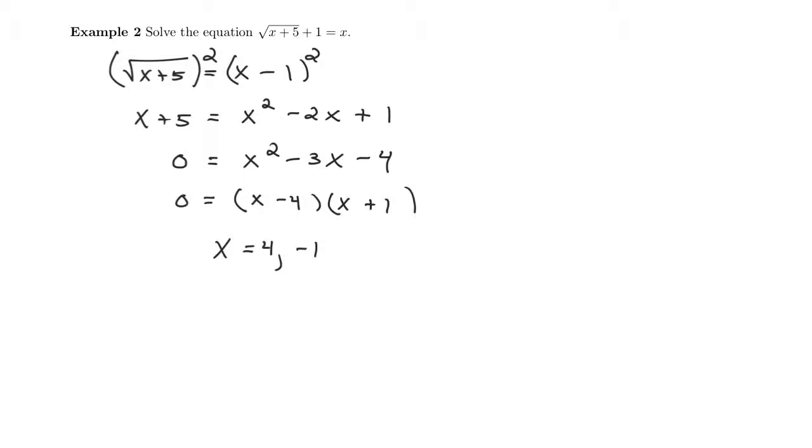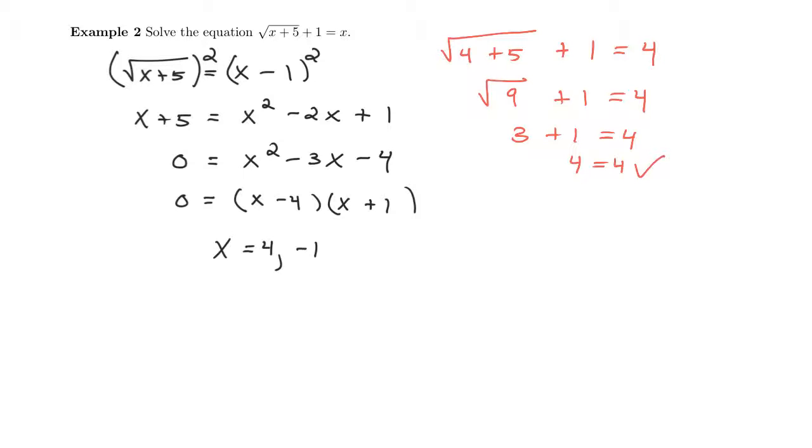Why not? I'm going to plug that back into the original equation. So we have the square root of 4 plus 5 plus 1. Is that equal to 4? Putting 4 in place of every x, we get the square root of 9 plus 1. Is that 4? And it is. 3 plus 1 is in fact 4. So that works.